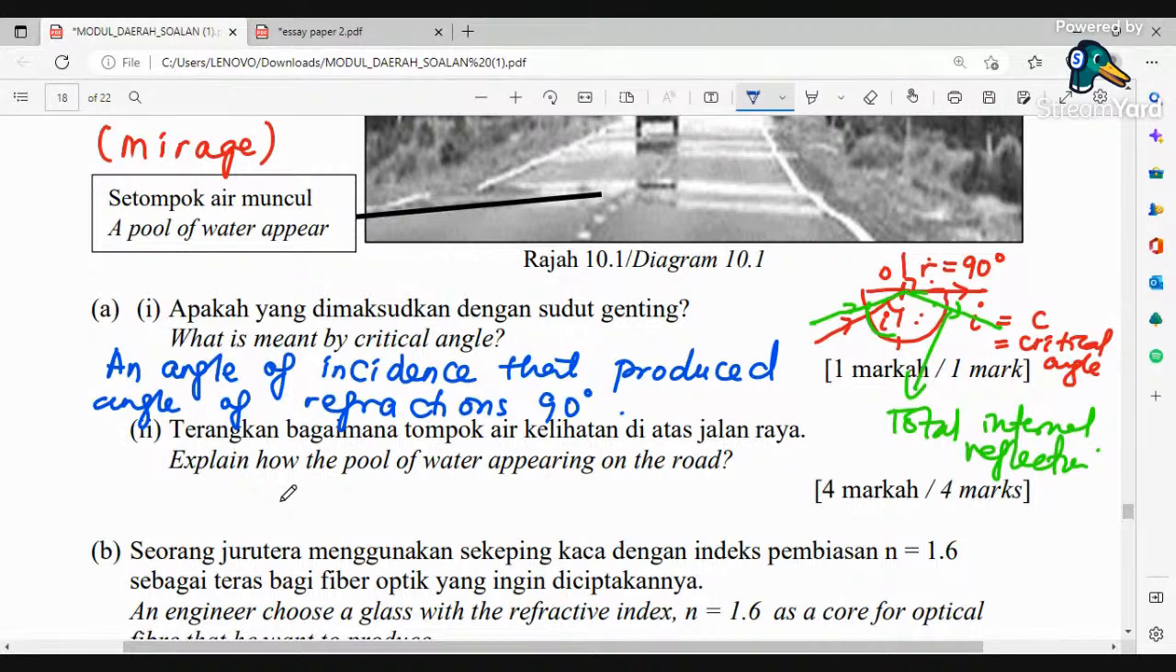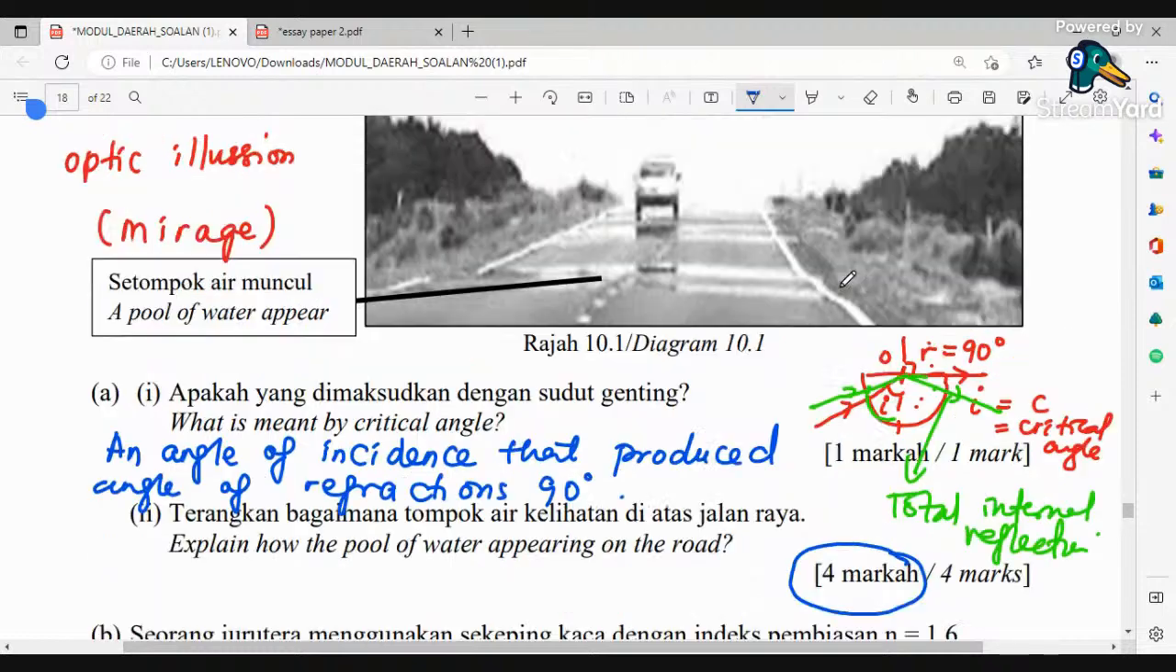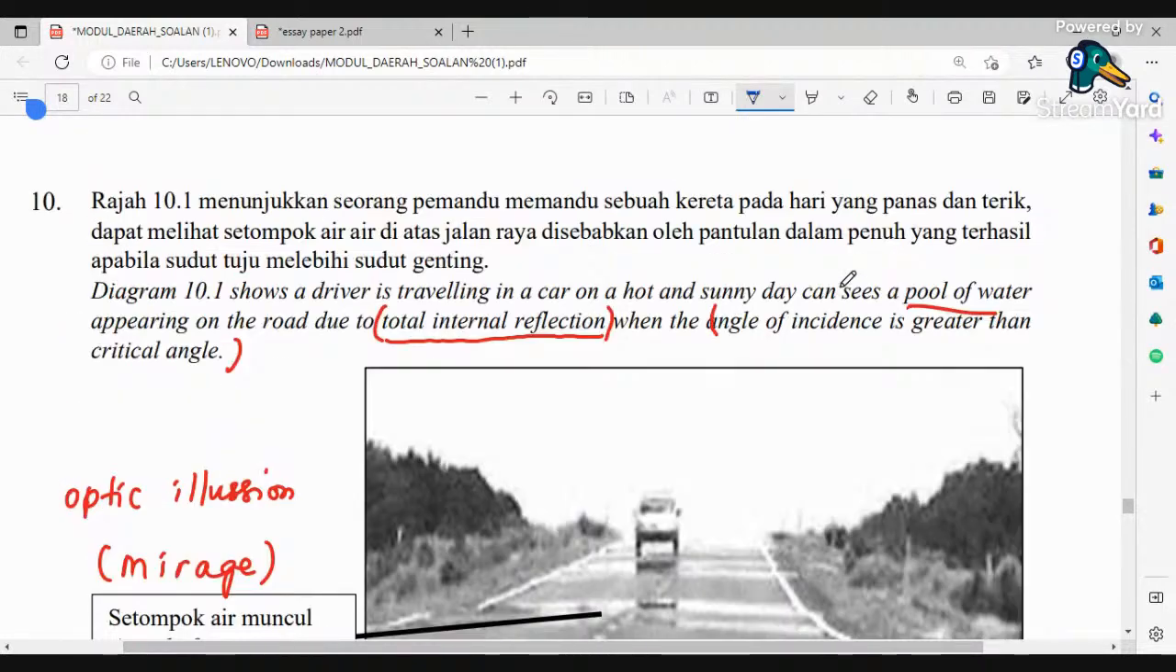Explain how a pool of water appears on the road. 4 marks, a knowledge question, 4 marks. So you need to explain using the concept. Actually, the points are already mentioned here. This question is very good. They have given you the points. There are points here: total internal reflection, angle of incidence is greater than critical angle. They are already there.